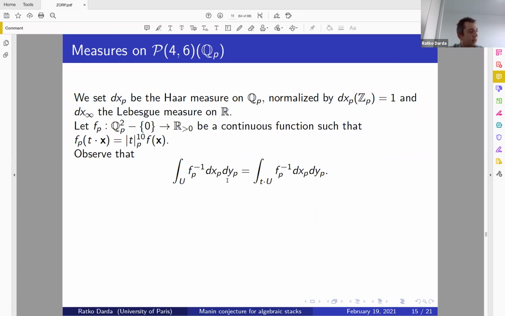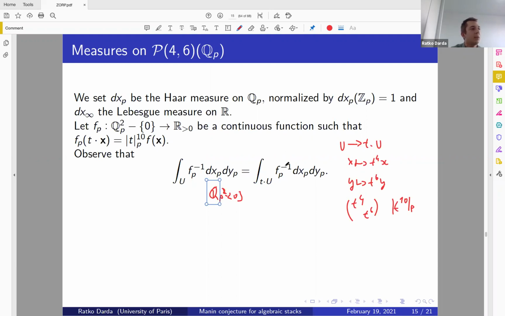One can observe that this measure f_p^{-1} dx_p dy_p is invariant; this is a measure on Q_p^2 minus 0. This is not hard to see. The map from u to tu is given by x goes to t^4 x, y goes to t^6 y. The Jacobian of this map is given by t^4 t^6, and the absolute value of the determinant of the Jacobian is t^10 in absolute value. Because you have the minus 1 here, this t power 10 will disappear, and you get that this metric is invariant on this set.